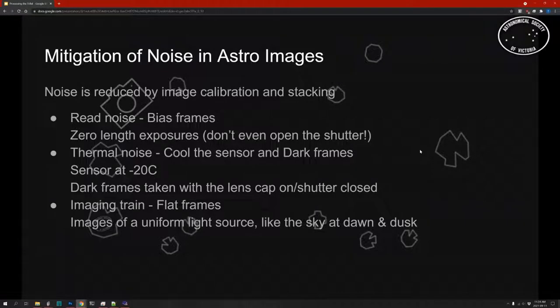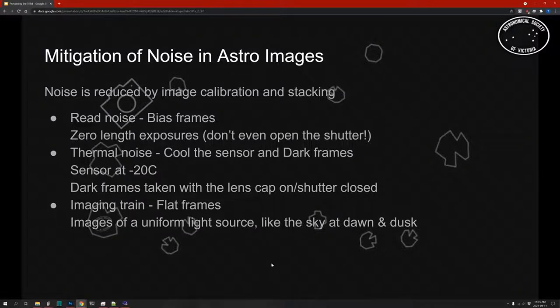When it comes to noise introduced by the imaging train, by vignetting, by dust on optical surfaces, etc., we use things called flat frames. Now, a flat frame is an image or a group of images that are obtained by imaging a uniform light source and actually measuring the vignetting, measuring the variation of illumination across the field.